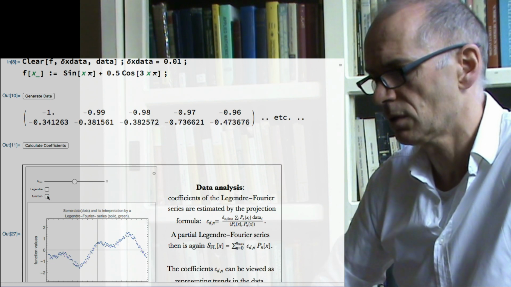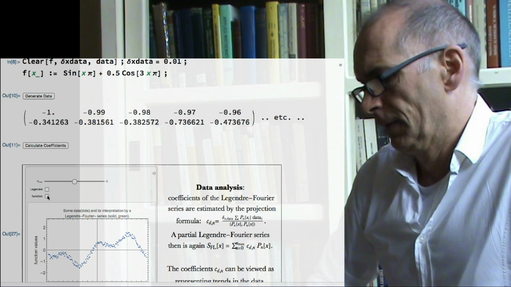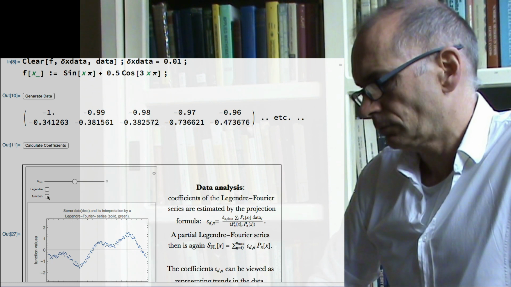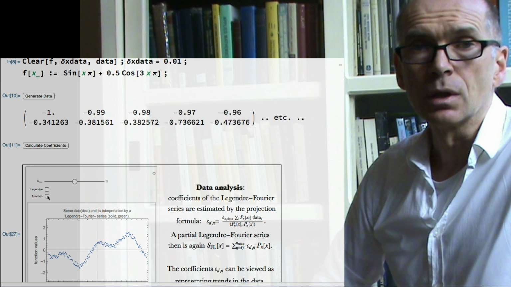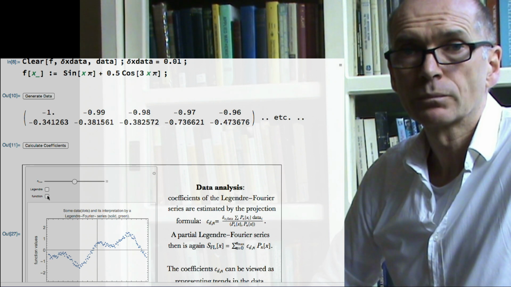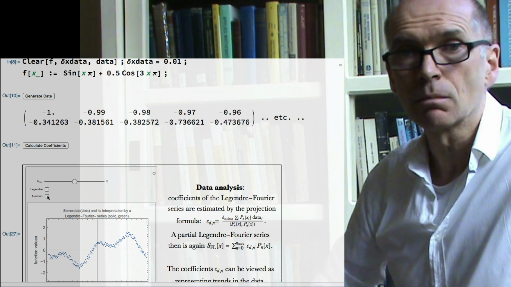Now, I use that as a kind of demonstration, an artificial data set that I make here on the spot.